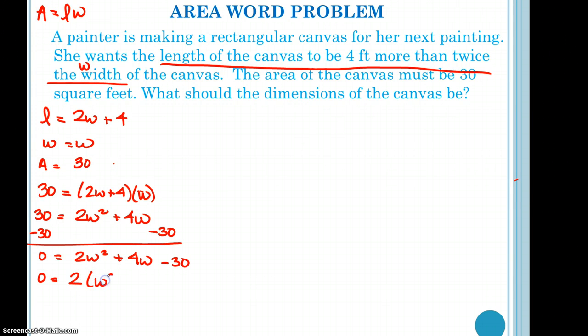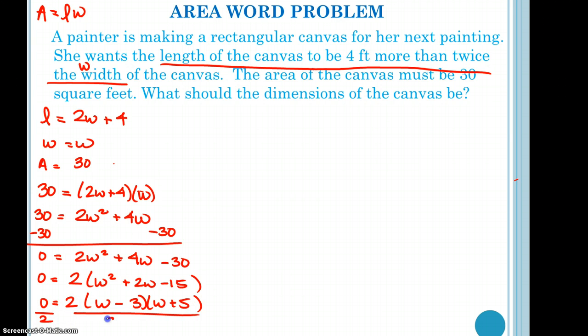You'll set each factor equal to 0. And so you'll have W equals 3 and W equals negative 5. One of these answers is just not going to happen. It's the negative 5, because you can't have a negative 5 length. Not going to happen. So this width is going to be 3 feet.